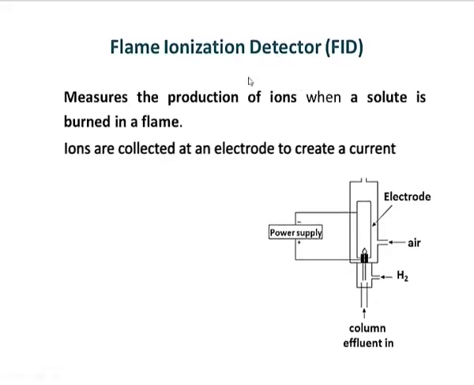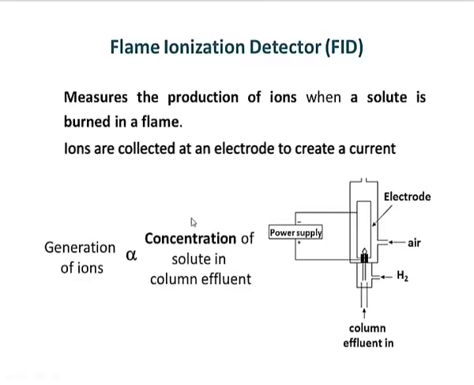The other one is the flame ionization detector, which would measure the production of ions when a solute is burned in a flame. So, what happens is as soon as carrier gas comes in with solutes and those solutes are burned in a flame, they generate a lot of ions and electrons, and then you apply a huge potential across, and because of that potential you generate a current, and that current is the one which is actually detected in the flame ionization detector. So, generation of ions is directly proportional to concentration of solute in this flame ionization detector.